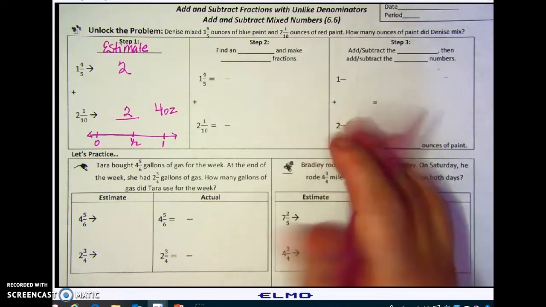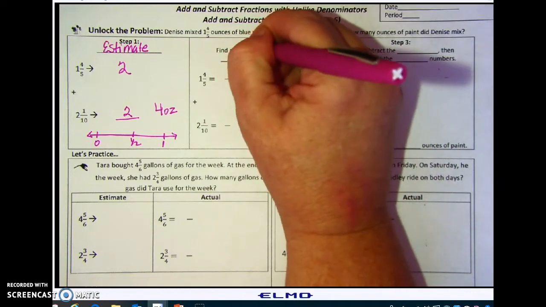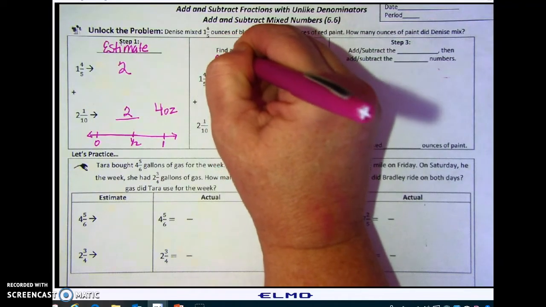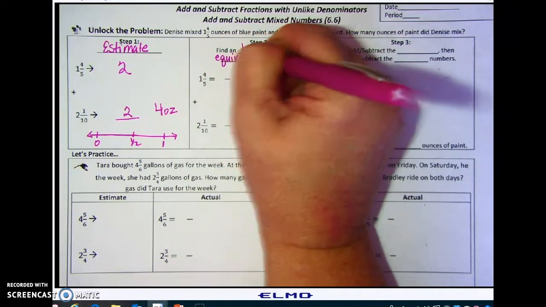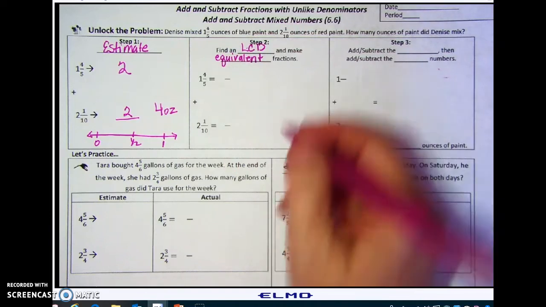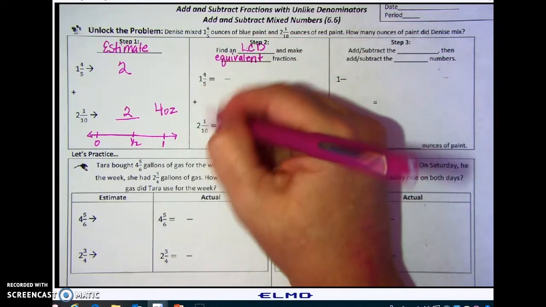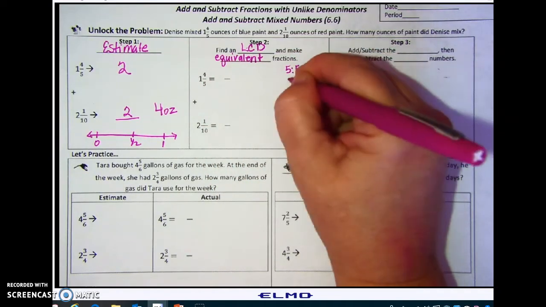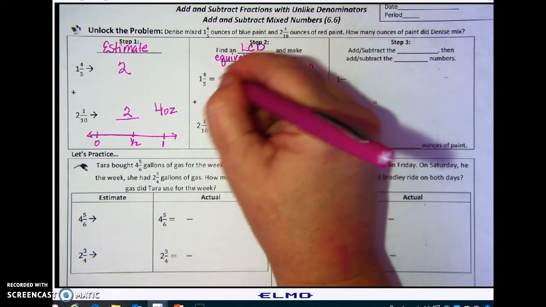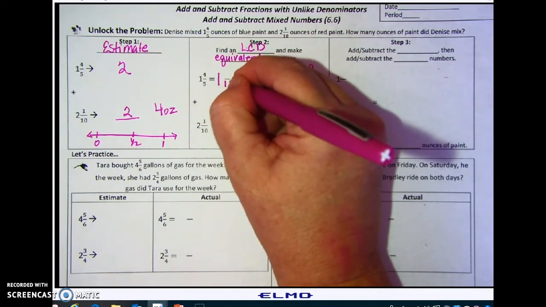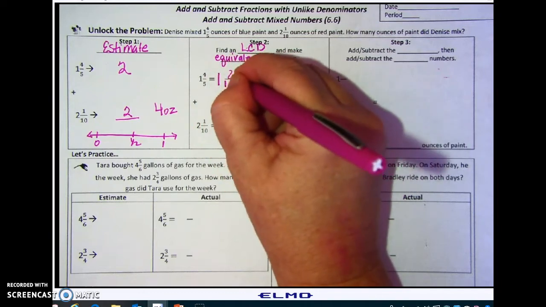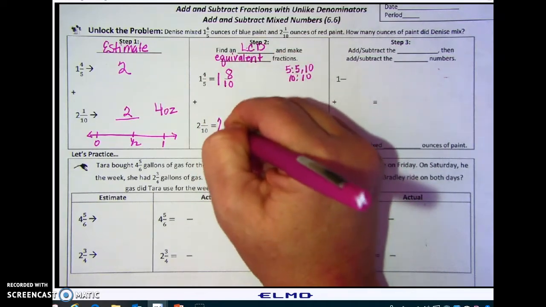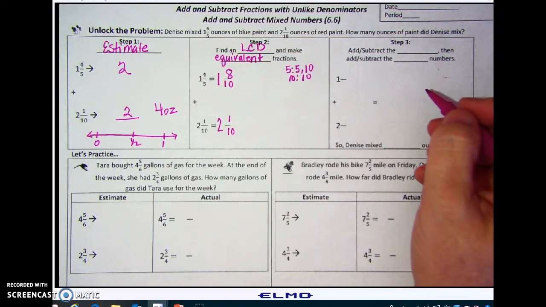So the next thing we're going to do, step 2, we're going to find a lowest common denominator and make equivalent fractions. So 1 4/5, I'm going to go ahead and figure out what are my common factors. So let's see, I have 5, 10, and then I have 10. So this becomes 1, and I have 10 here. So 5 times 2 is 10, 4 times 2 is 8. So 1 8/10 plus 2 1/10. And I add them together.